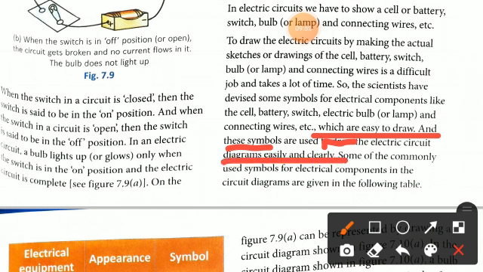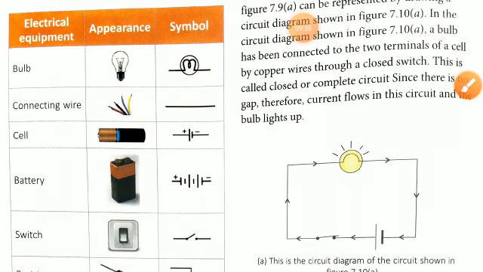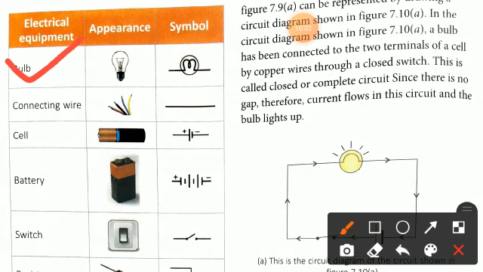So some of the commonly used symbols for electrical components in the circuit are given below. Here you can see these are the symbols of electrical equipment, their appearance and their symbols. So the first one is the bulb. The symbol of the bulb is like this.